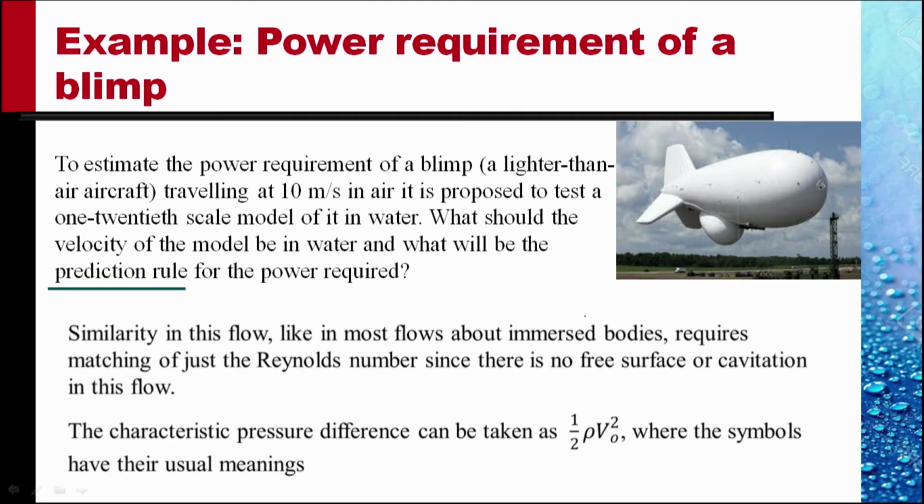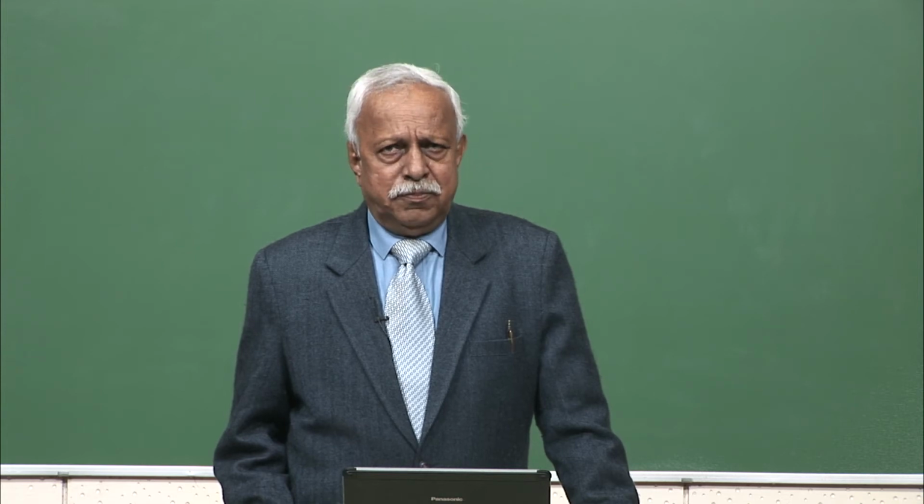Similarity in this flow, like in most flows about immersed bodies, requires matching of just the Reynolds number, since there is no free surface or cavitation in the flow. This was explained in the previous lecture. The characteristic pressure difference in this case can be taken as 1/2 rho V naught square, where the symbols have their usual meanings.